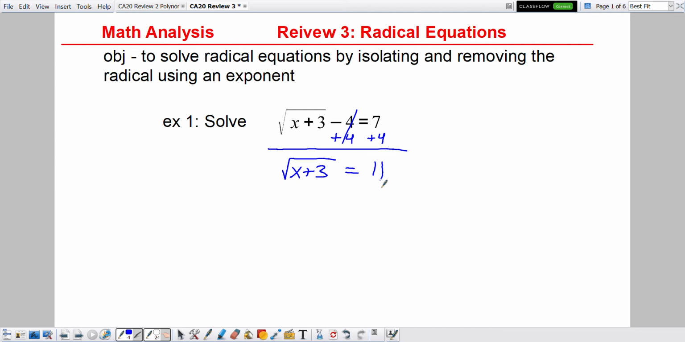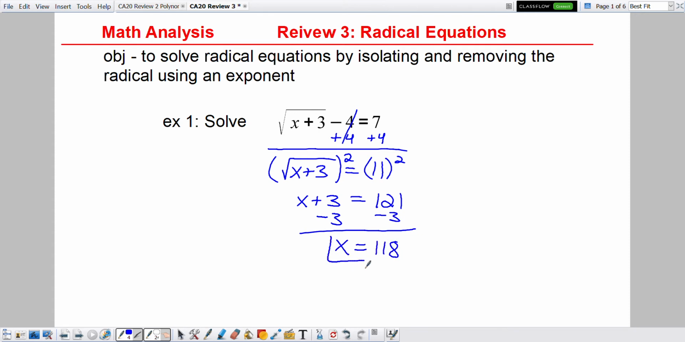If you want to get rid of the square root, the inverse of the square root is a square. The exponent that we call a square is taking it to the second power. And so if you square a square root, they're inverses, they cancel out. What you get left is just what's inside. That's called the radicand, x plus 3. On the right side, 11 times 11 is 121. Subtract 3, and you're done. X equals 118. It's not that bad.